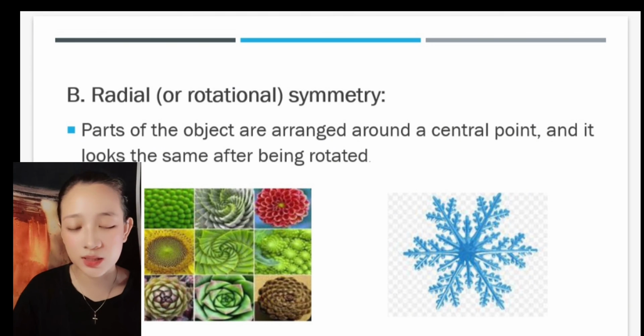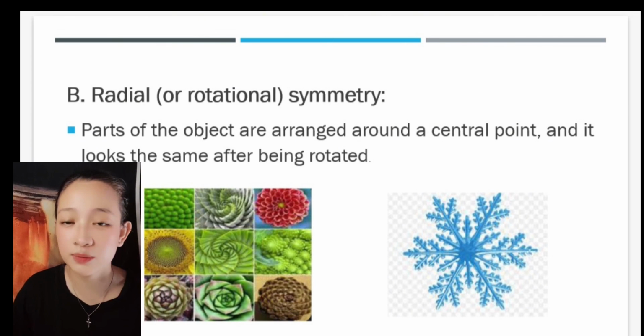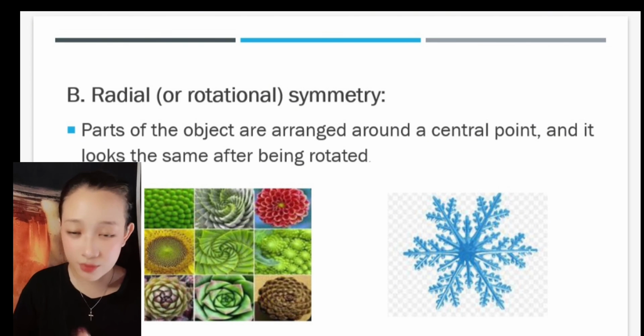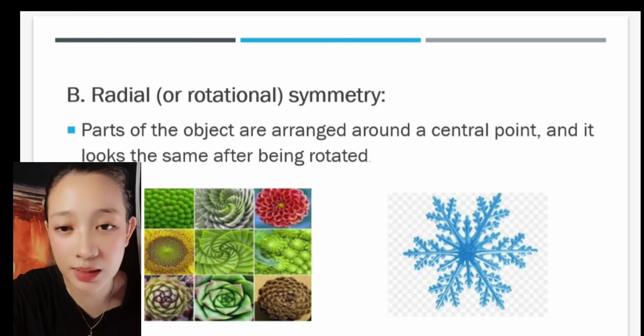In conclusion, symmetry is not just a mathematical concept. It is a reflection of beauty and order found everywhere in nature and human creations. Understanding symmetry helps us appreciate the balance, design, and patterns that make the world visually appealing and structurally sound.